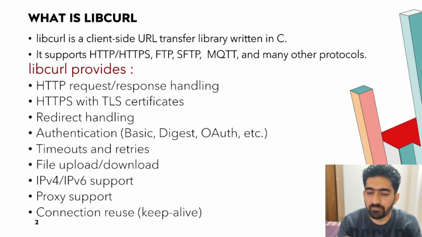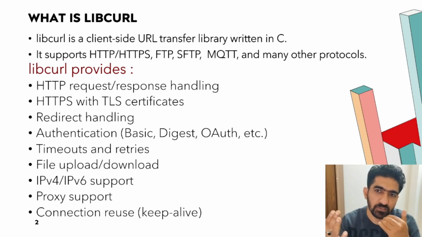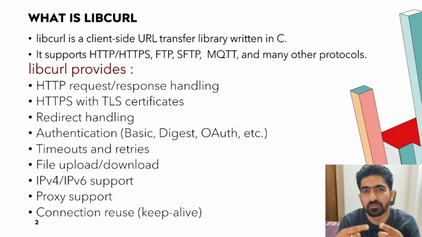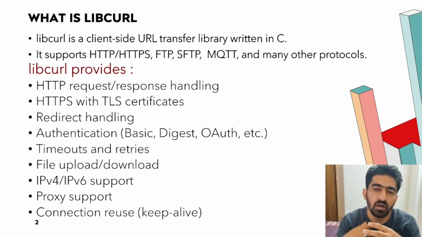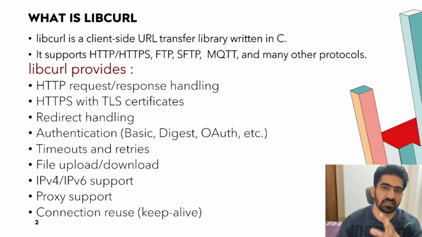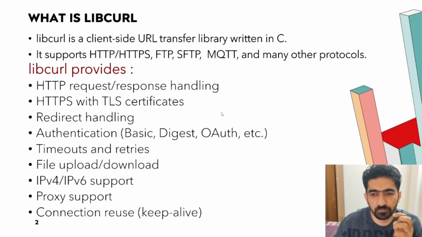Okay, then we have IPv4 and IPv6 support, proxy support, and connection reuse. For example, keep-alive sessions. Say we have a TCP connection with the server, and we want that connection to be live always. So we'll check it again and again after some time to get the state of the stream. That can also be done using the libcurl APIs.